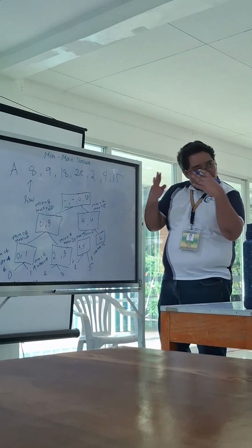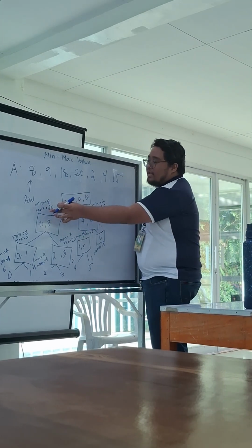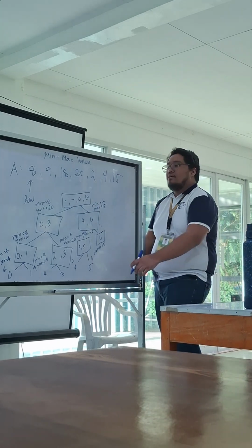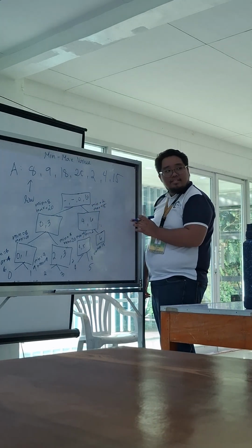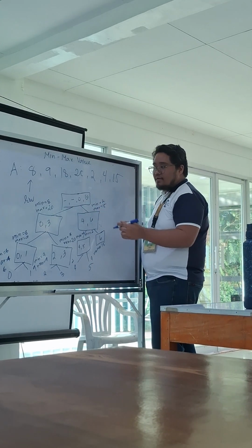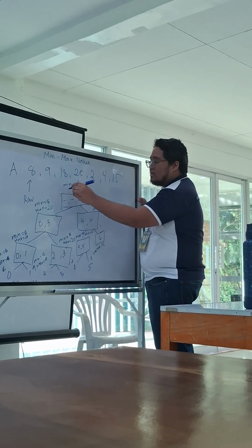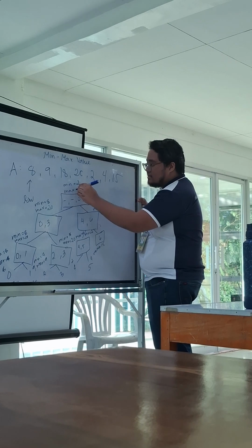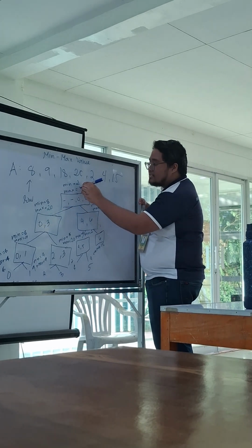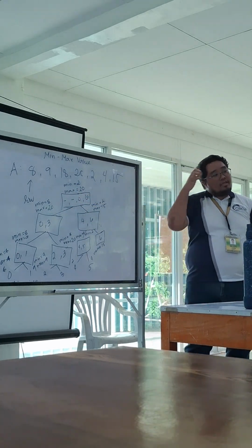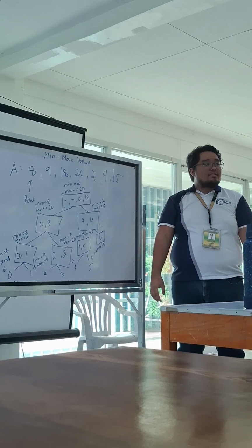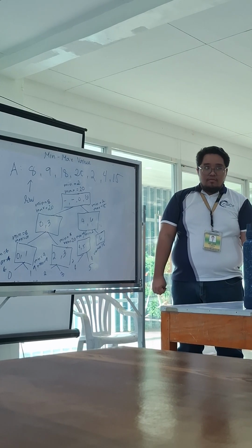Then we merge them. What is the min on the left? 8, but it's not less than the min on the right. So here we can say that the min is 2. Then your max is 20 on the left. And you're done with your min max value.